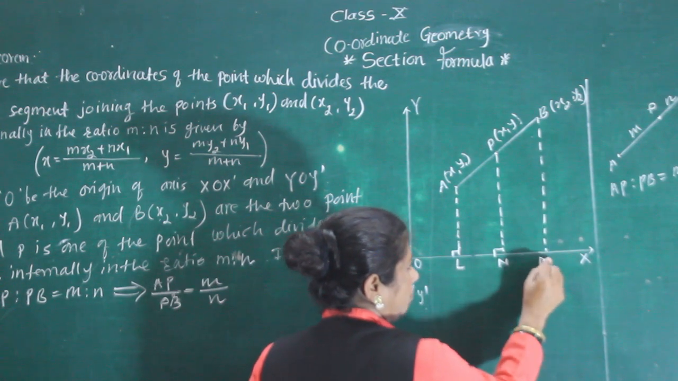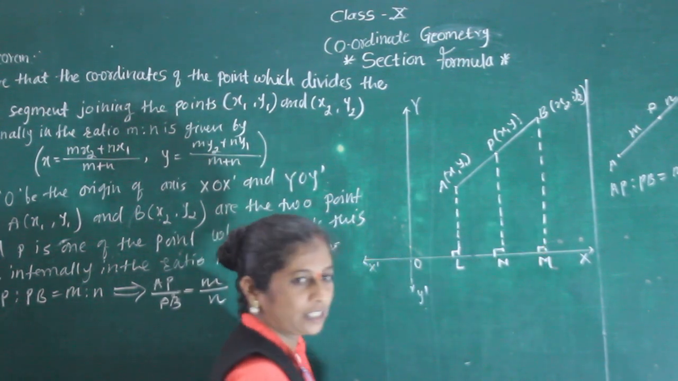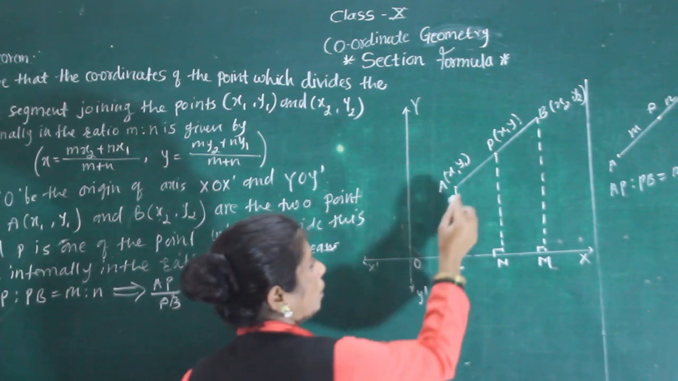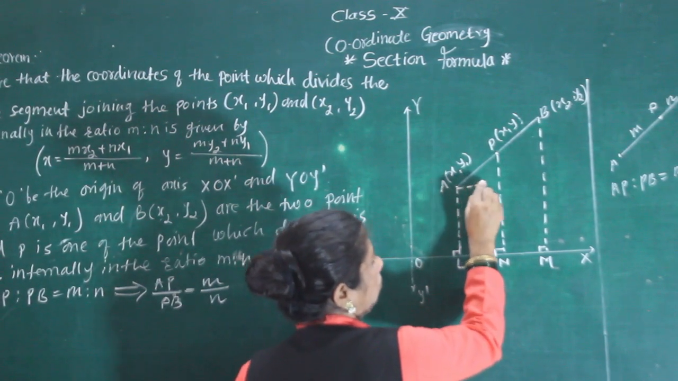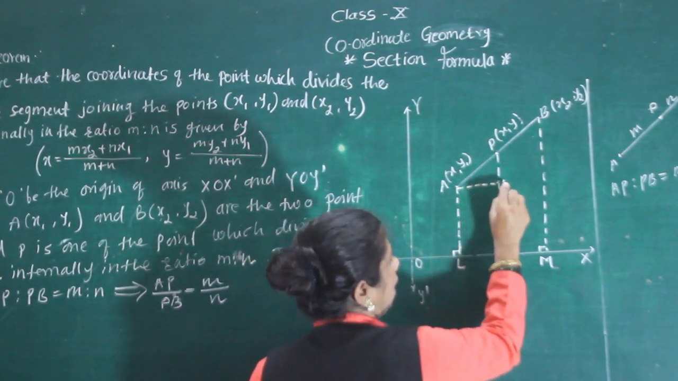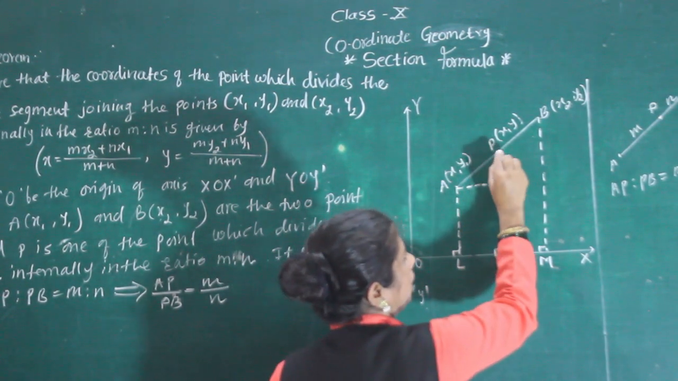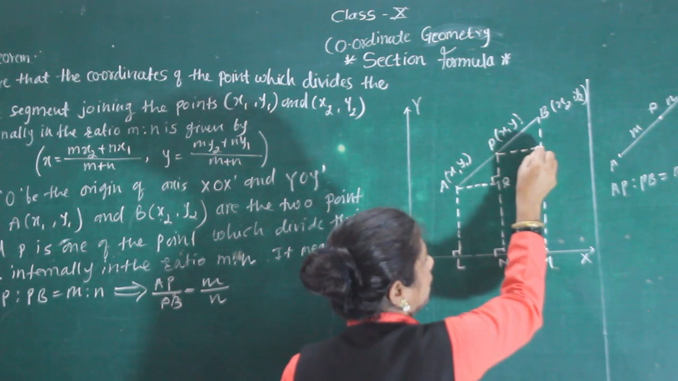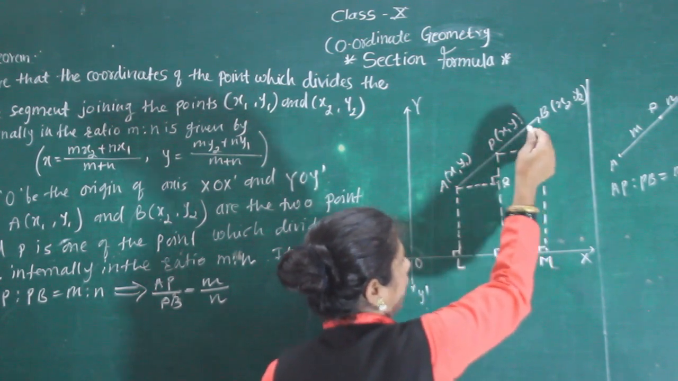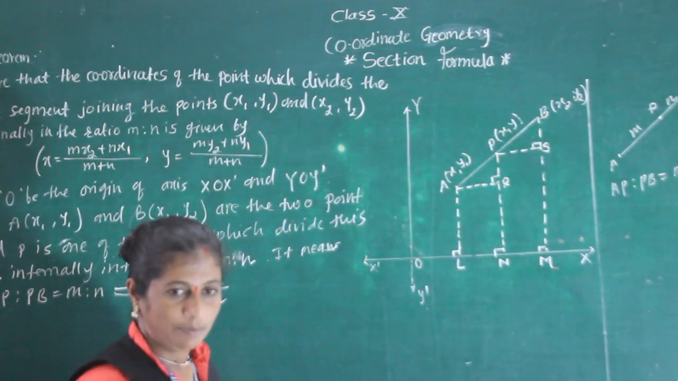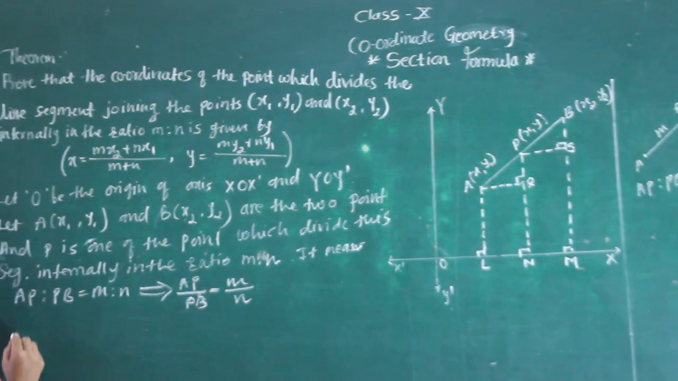BN perpendicular to OX, right? At the same time, we draw from point A, that is R, AR perpendicular to PN, and similarly PS perpendicular to BN.